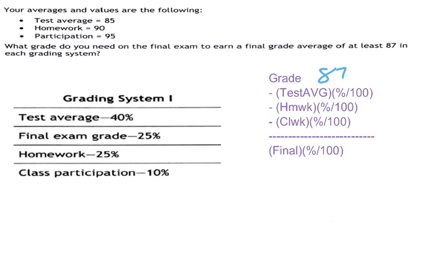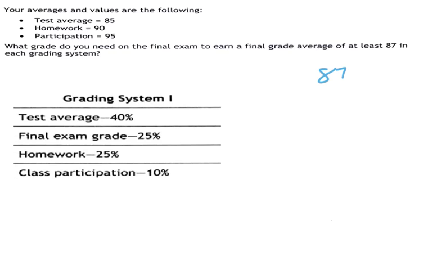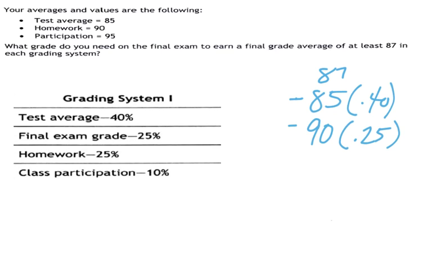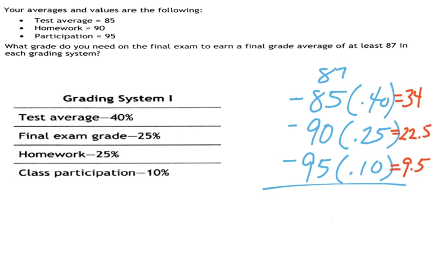So the way that we're going to do this, we're going to take 87 and we're going to subtract from it 85 as the test grade times 0.40, minus the homework of 90 times 0.25, and then minus the class participation, which was 95 for the average, times 0.10. So when we take 87 minus these three things, we're going to get 21.